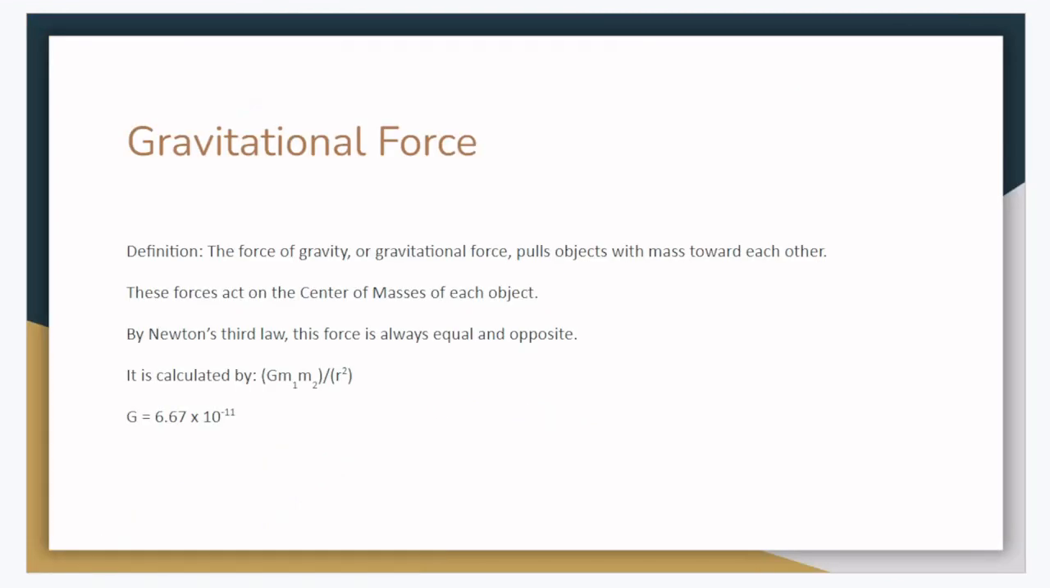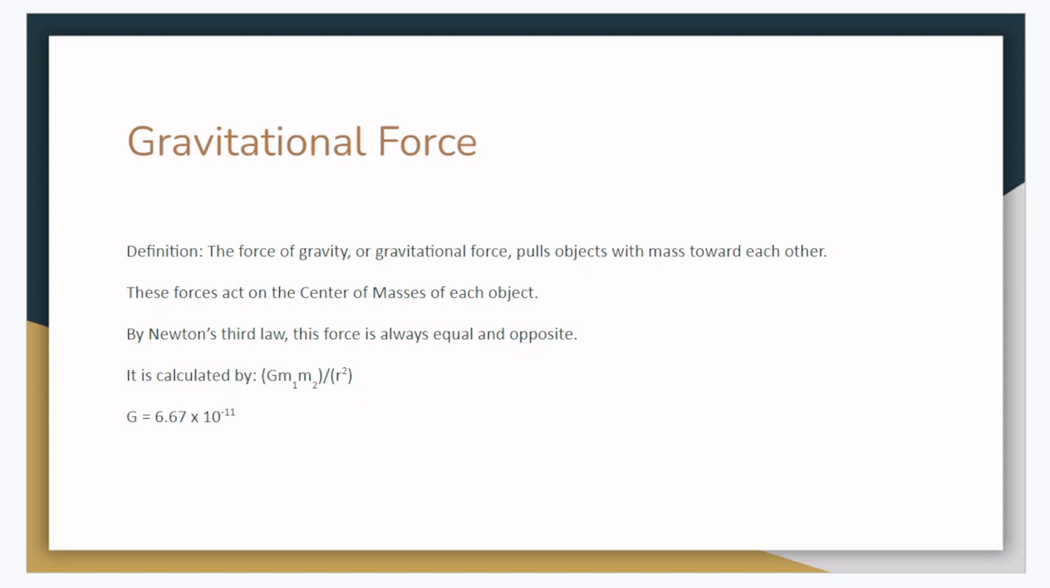So, gravitational force. What is this gravitational force? The definition is that this force pulls objects with mass toward each other. What this means is that any massive object, and when I say massive, I mean an object that has some amount of mass, is always attracted to some degree to another massive object. Something key to understand is that this force acts on the centers of mass of each object, and they are acting on each other, meaning according to Newton's third law, they're always equal and opposite. So, for example, you pull on the Earth with the same force that the Earth pulls on you.